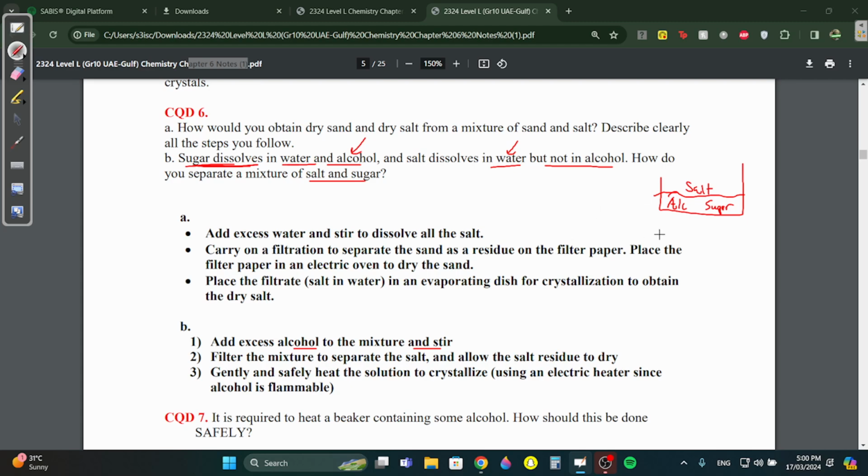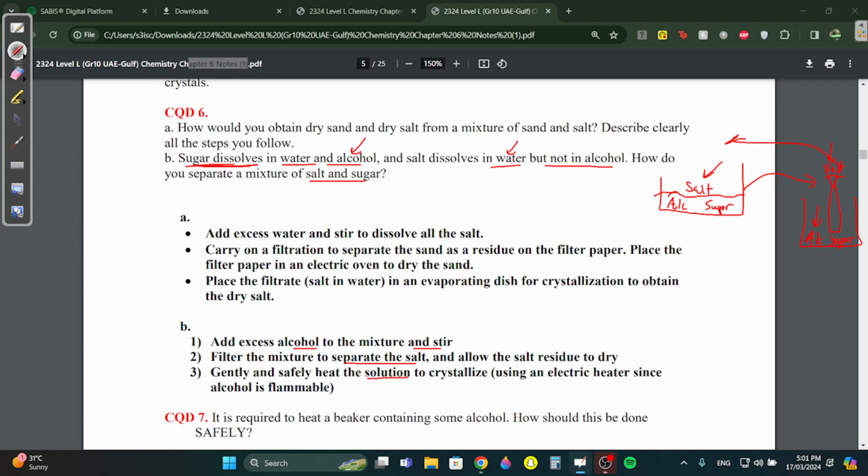Okay, what do we do after that? Now we can filter out the salt. So we take this, we pour it into the filter paper. The salt is going to stay here since it's not dissolved, and the alcohol and the sugar will be the filtrate. The salt will be the residue, and the alcohol and the sugar will be the filtrate. So filter the mixture to separate the salt and allow the salt residue to dry. Allow the salt residue to dry so you can take the salt and put it on the side.